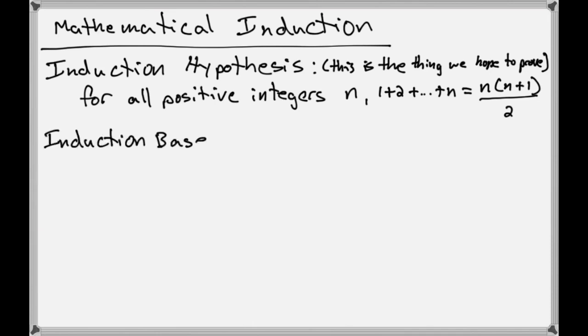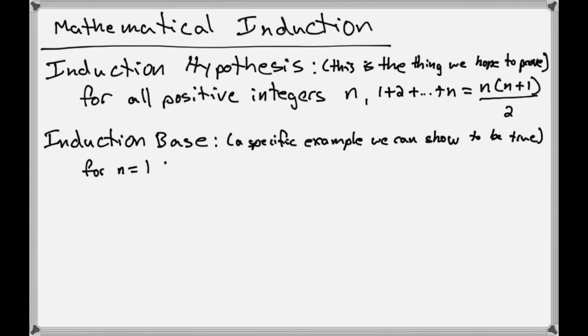We'll begin by identifying what's known as an induction base, or sometimes we'll just call it a base case. This is a specific example that we can show to be true. For example, we might choose n equal to 1, and we plug that into our hypothesis, and we get 1 is equal to 1 times the quantity 1 plus 1, all divided by 2, which of course, we do the arithmetic and we can see that that comes to 1. So 1 does indeed equal 1, and we're in a good place. We've shown that this equality we stated initially is true in the case of n equals 1.